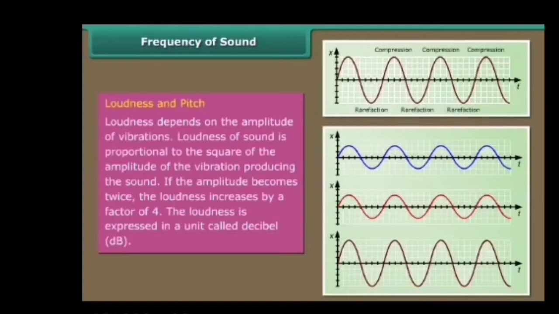Loudness and pitch of a sound. Loudness depends on the amplitude of vibrations. Loudness of sound is proportional to the square of the amplitude of the vibration producing the sound. If the amplitude becomes twice, the loudness increases by a factor of 4. The loudness is expressed in a unit called decibel. It is represented as dB.